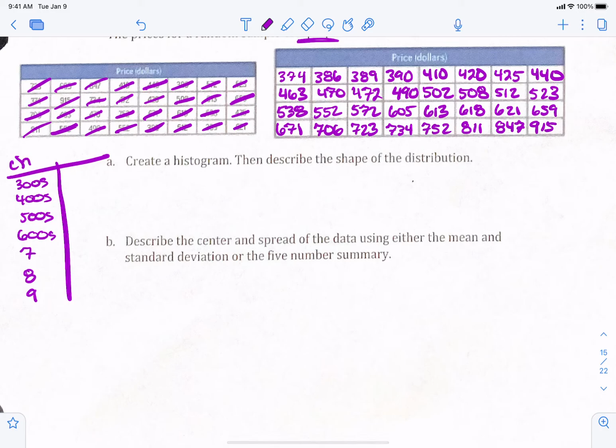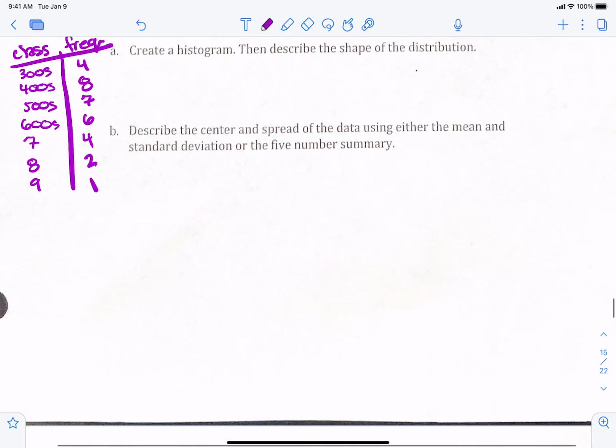This is your class, and then this is the frequency. How many is each one of those? How many 300s do we have? 4. How many 400s? 8 of them. 500s, there are 7 of them. 600s, 6 of them. 700s, there are 4, and then 2, and then 1. Okay, now that's all the information that we need to create our histogram.